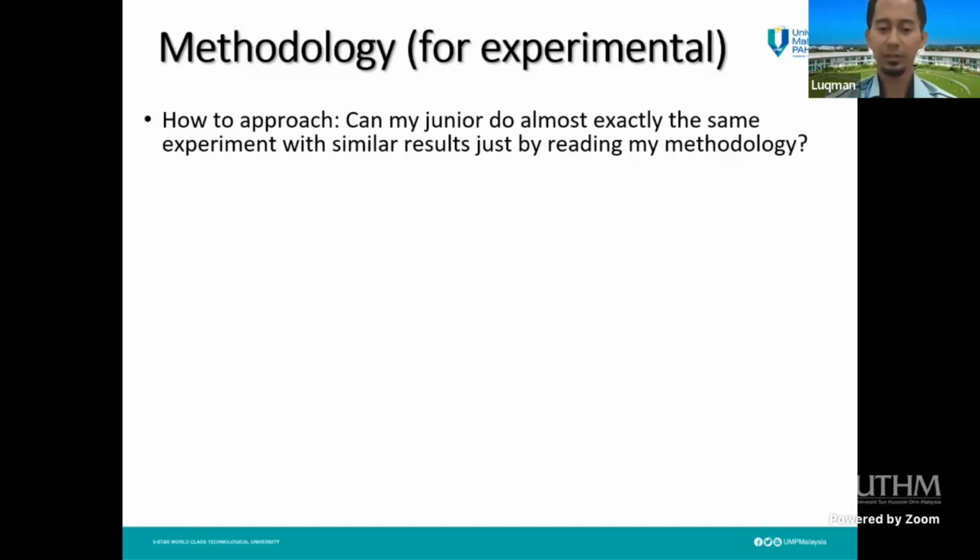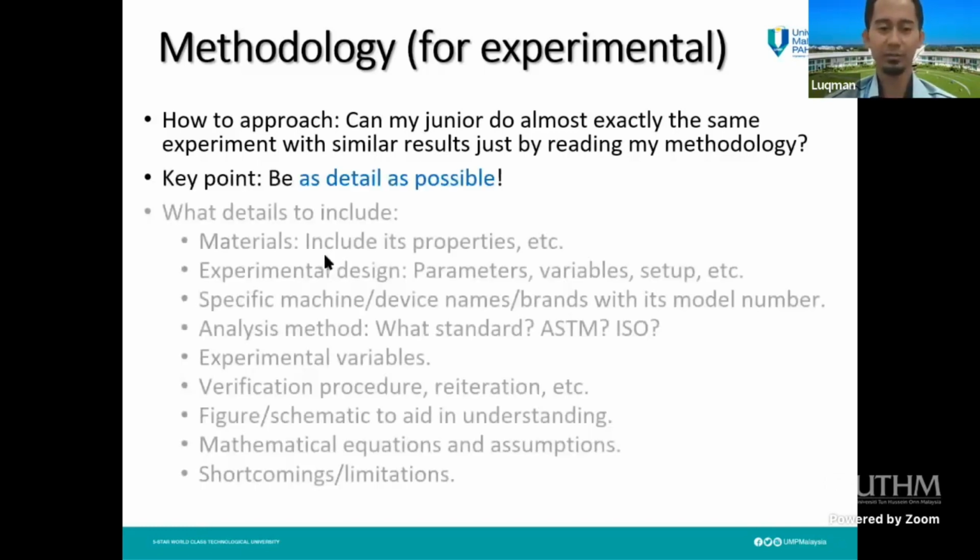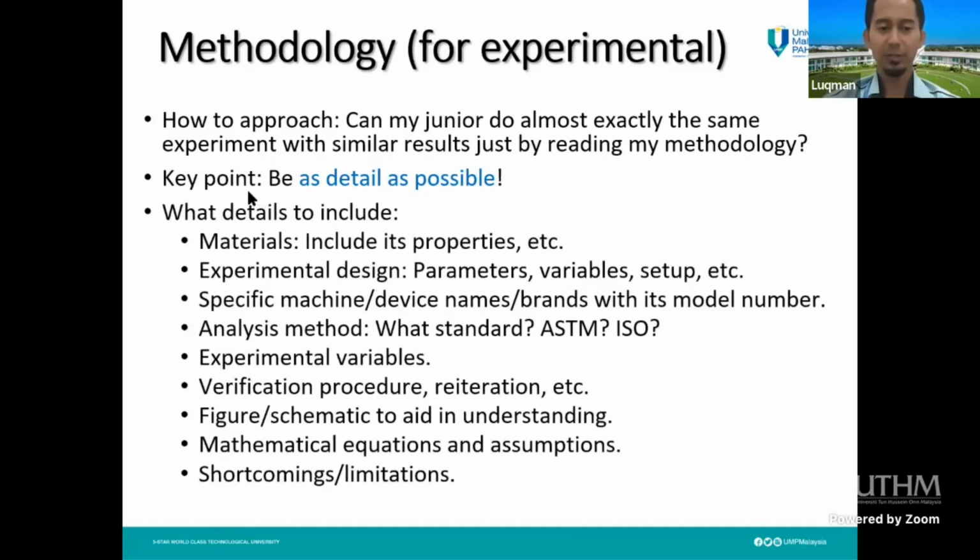That's the reason, in science, if you say you have a very interesting finding, you want people to be able to imitate it and get the same finding. Anyone can claim they got a novel result. But when somebody else did it and did not get the same, then they will question whether it's true or you're faking. It's good that you have a very detailed methodology to show that you can try and do it yourself. Probably you will get the same results. Yeah, the key point is be as detailed as possible.